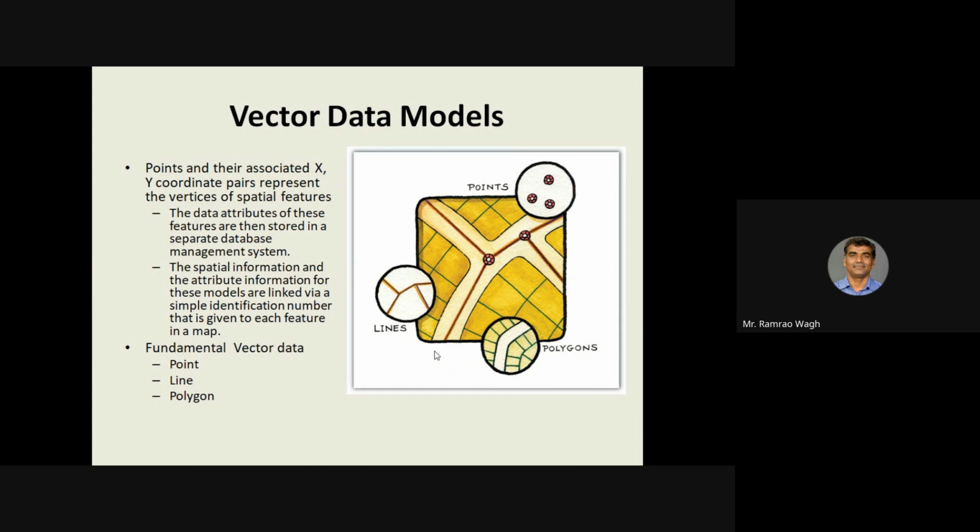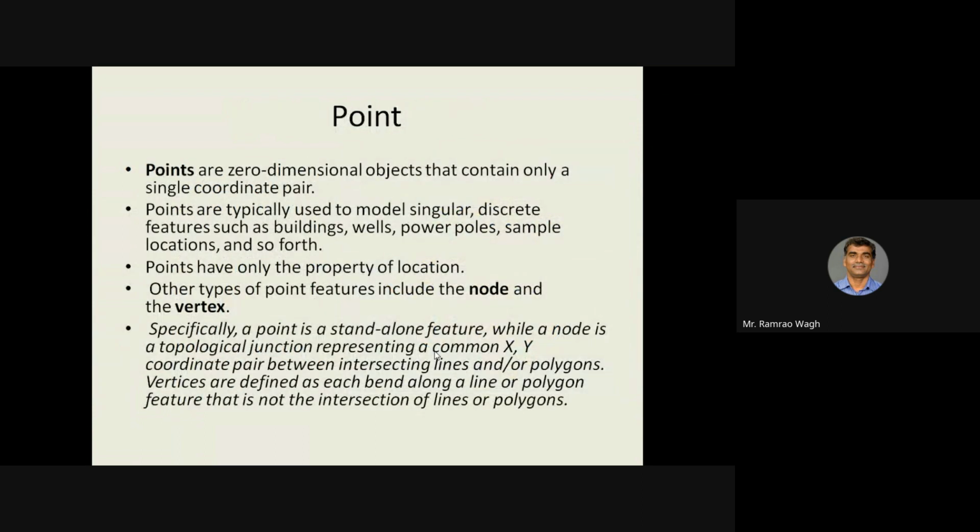Now if you see this particular picture, there will be points, which are sometimes also called nodes. Nodes are some sort of a junction. Lines can be used to represent roads. Polygons can be used to represent plots or some sort of bounded area. And all these can be built using points. That's what I'm saying. A point is basically a zero-dimensional object, but it has a location. It has no direction or dimension to it.